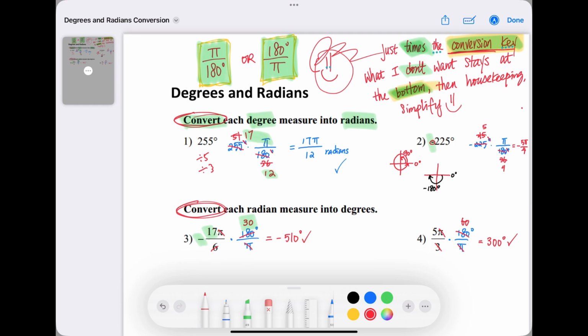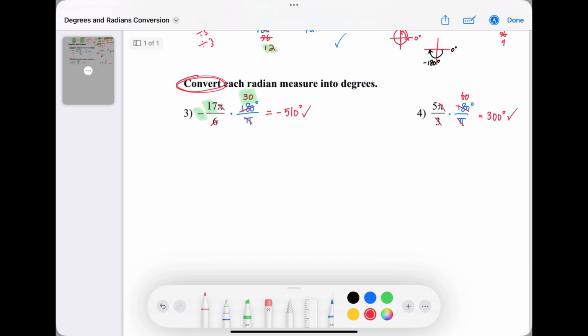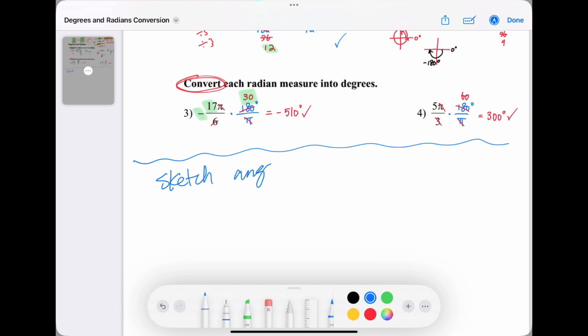Now, recall, all we need to do is just times the conversion key, okay? The one you don't want always stays at the bottom. Then housekeeping. Now, I do want to talk about the picture.